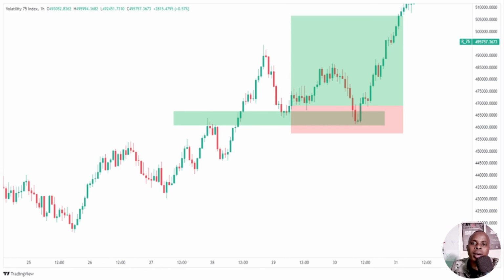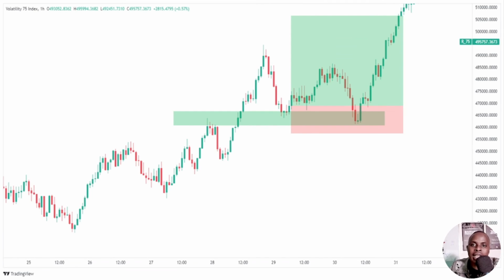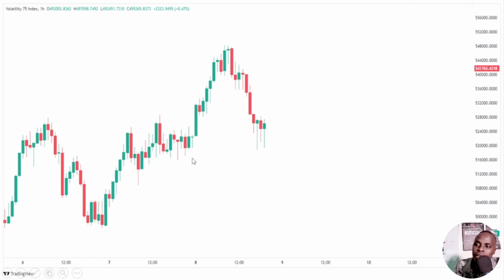Let's look at this. You can see the market created the same thing again here, right? As you can see here, it created another rejection candle, and then it went all the way up. So you could have placed another trade here using the same strategy.